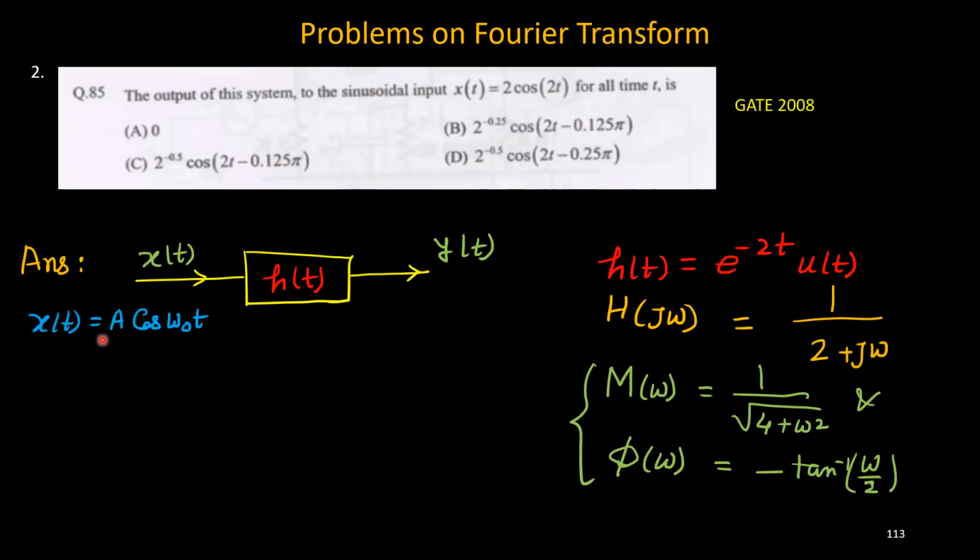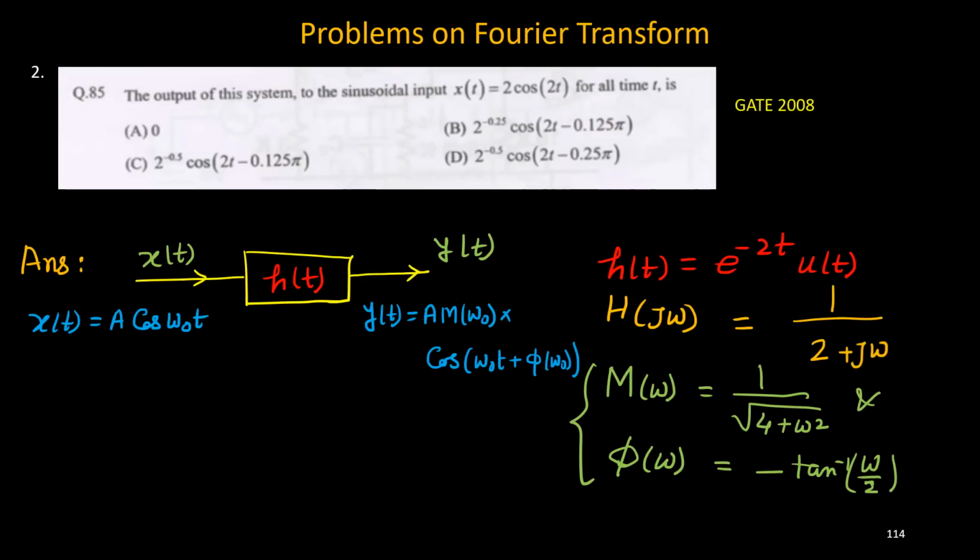Now if I apply x(t) equals A cos ω₀t, then we can show that the output would again be a cos. The cos will remain cos, and the frequency also remains the same, ω₀. The only thing is that the amplitude is modified, multiplied by A times the magnitude at ω₀, and one phase is added to this cos. So the output will be A times the magnitude of ω₀ times cos(ω₀t plus φ(ω₀)). Okay, so this is the result.